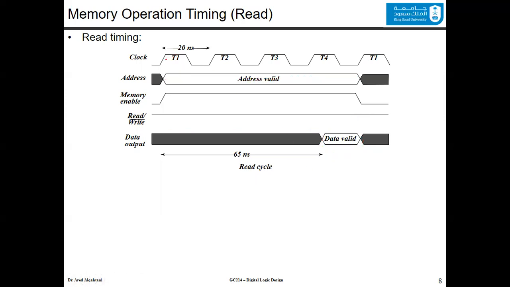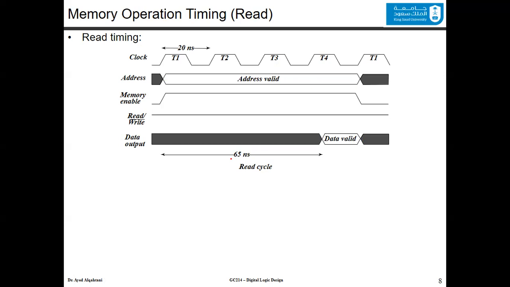Now you can see if the clock cycle is 20 nanoseconds, for example, in this timing diagram, we waited 3 cycles, which is 60 nanoseconds, and a little bit more to make sure the data is already presented on the output lines. So we waited, for example, 65 nanoseconds, 60 plus 5 more nanoseconds. It's very important to know the timings related to the read operation and also for the write operation.